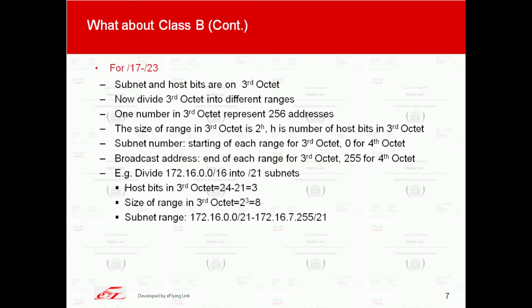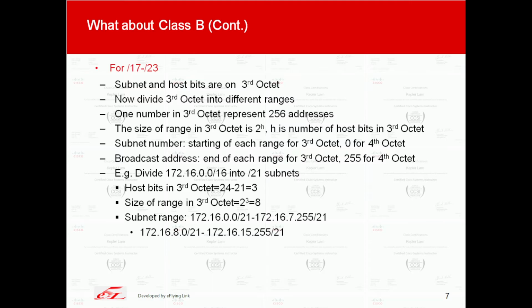And then for the broadcast address, as I mentioned, the last byte will always be 255. So this is the first range. What about the second subnet? Increase by 8 for the third octet. That means it becomes 172.16.8.0, right, for the subnet number. What about the broadcast address for this subnet?